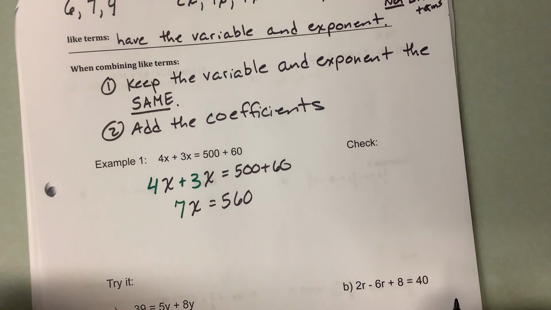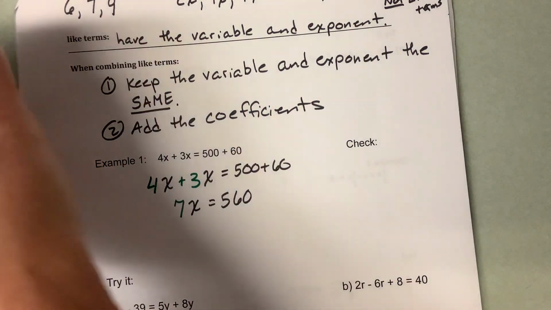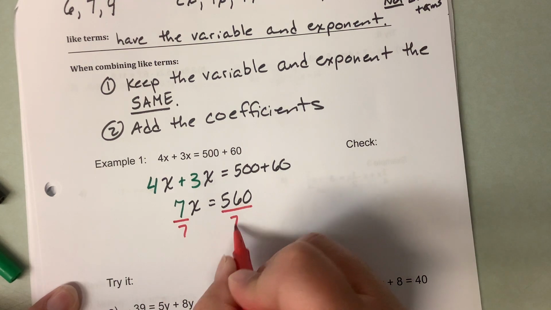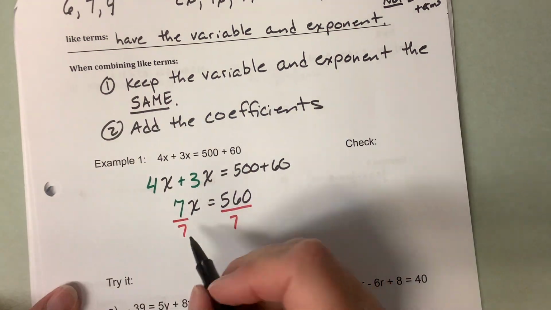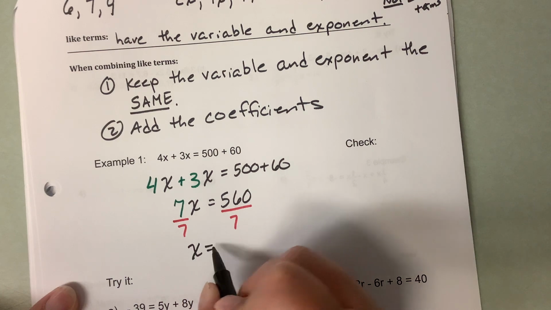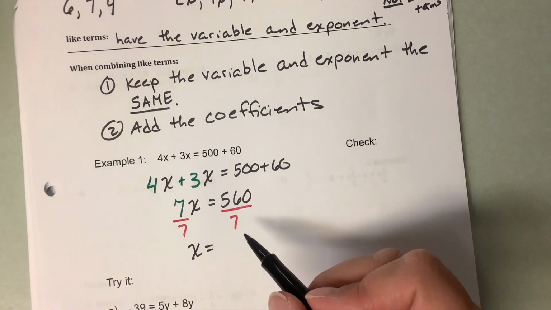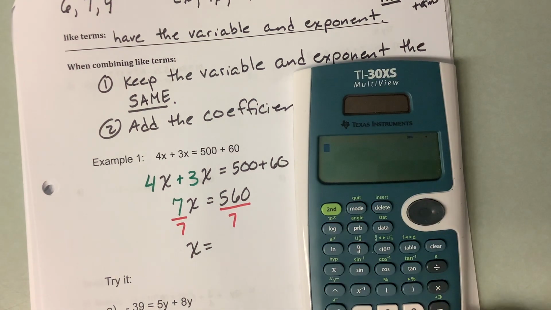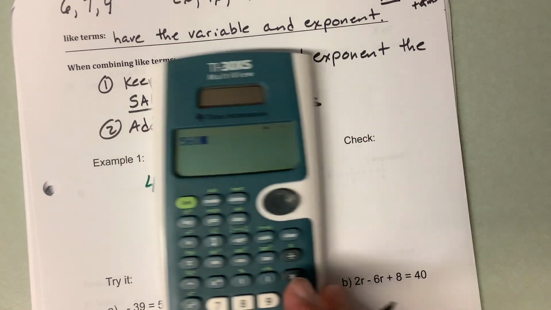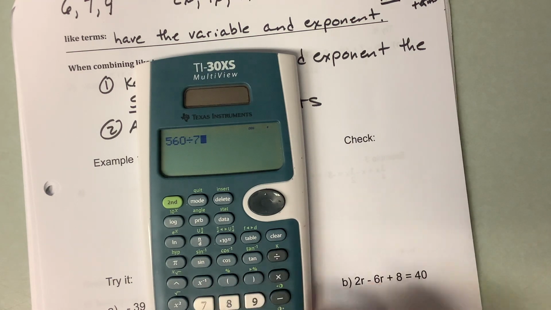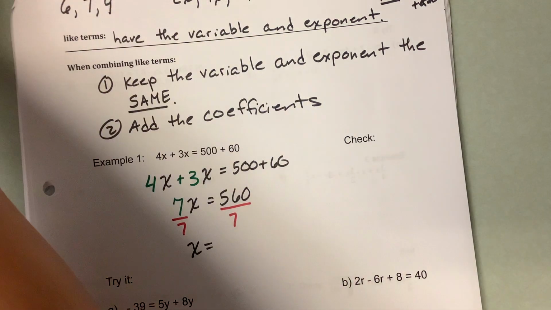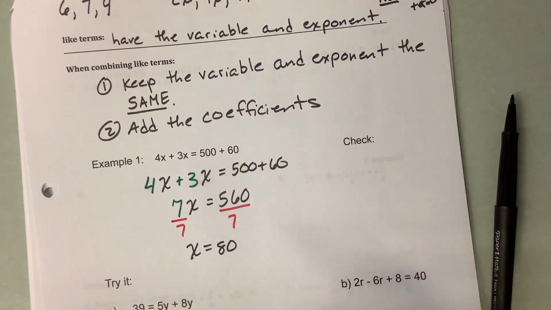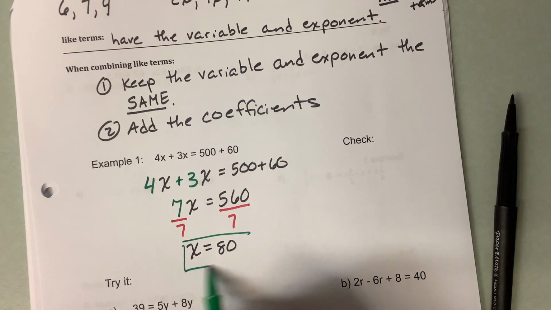Now, I could solve it by dividing both sides by 7. Seven divided by 7 is 1. X equals, well, 56 divided by, no, sorry, I was about to do that wrong. 560 divided by 7 is 80. Okay, put a box around it because it's beautiful.